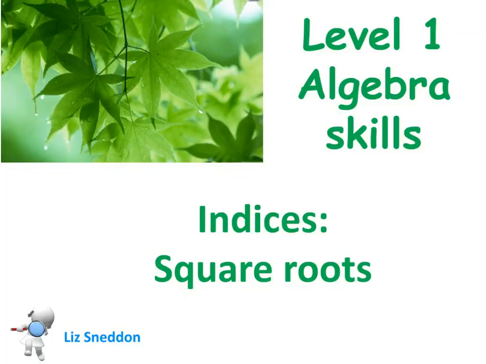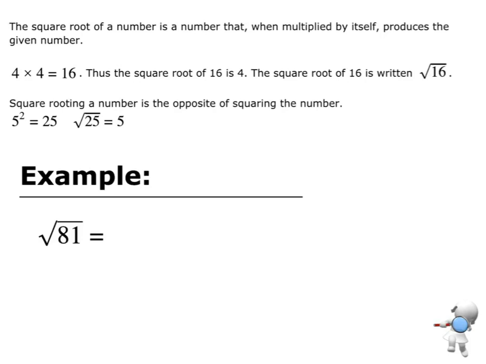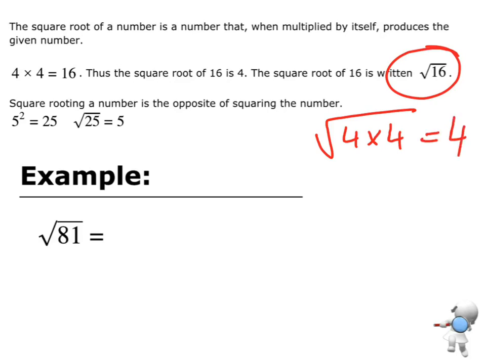Let's have a look at square roots when we're dealing with indices. So a couple of little reminders here for us. When we're trying to find the square root of a number, we're trying to find a number that when multiplied by itself produces that given number. So for example, if I'm trying to find the square root of 16, I want to find the number which when multiplied by itself gives me that value of 16. And so that number is 4. And so that's why the square root of 16 is equal to 4.